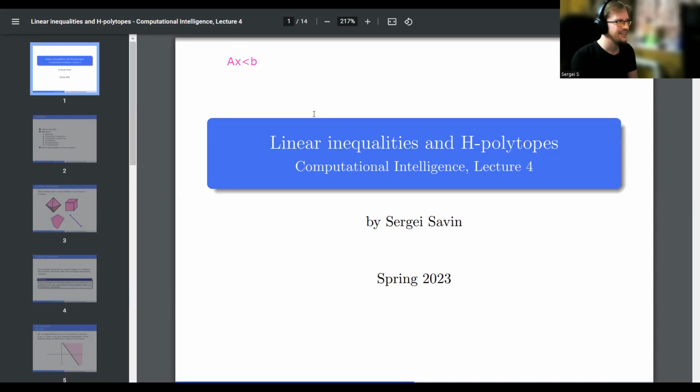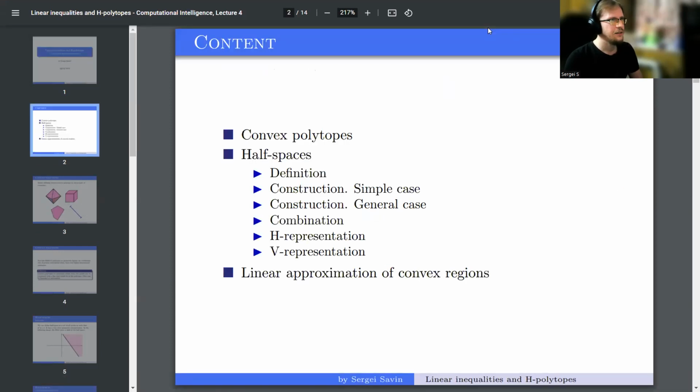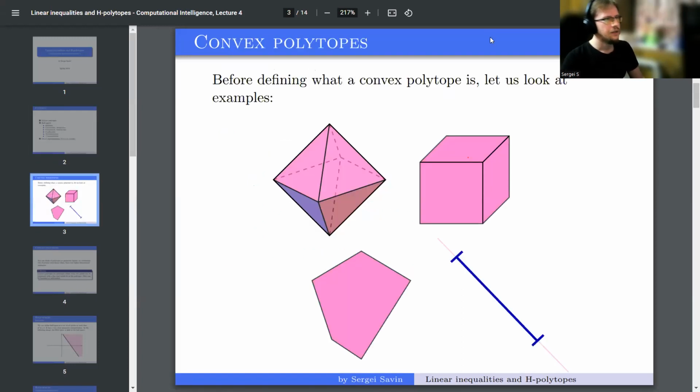As we said in the previous section, convex optimization is when we have convex cost and convex domain. Our convex domains would often look like this. This is an H polytope, and we will try to study it right now. Let us see just a few examples of what H polytopes look like.